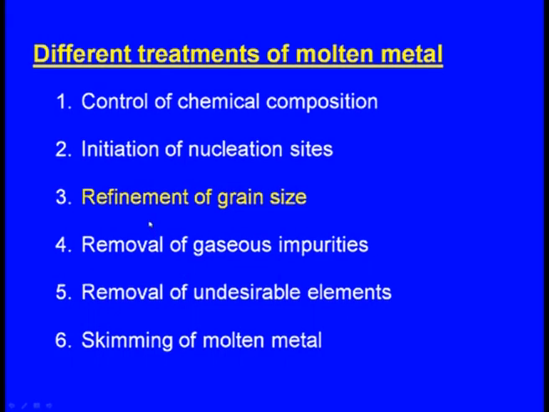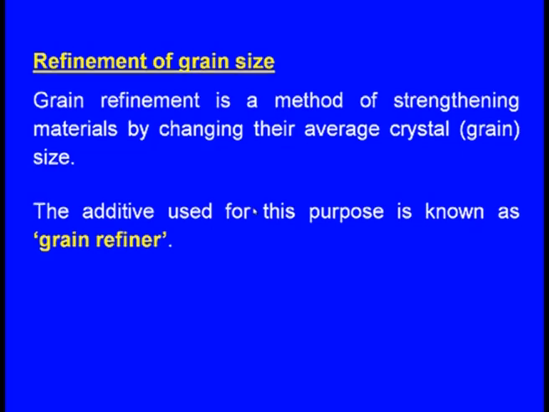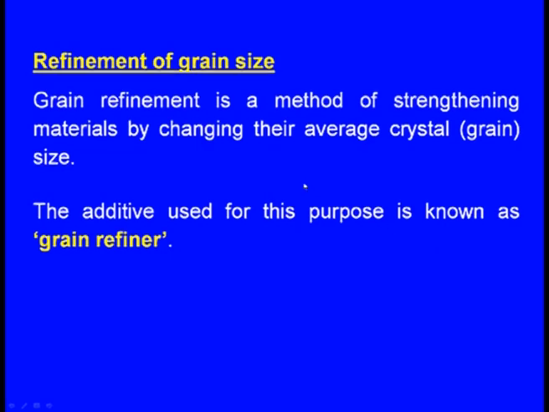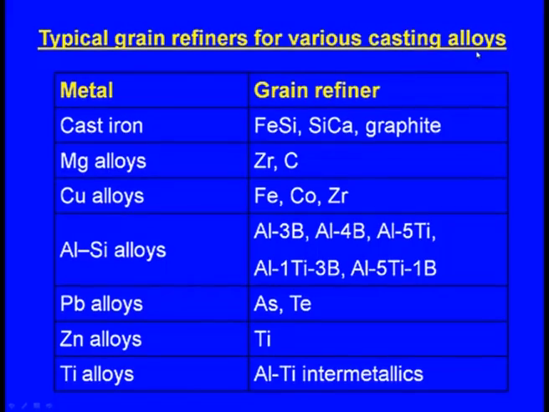Next one, let us see the third treatment, that is the refinement of grain size. What is this refinement of grain size? Grain refinement is a method of strengthening materials by changing their average crystal or grain size. The additive used for this purpose is known as grain refiner. Now, these are the typical grain refiners for various casting alloys. So, these are the metals, right.